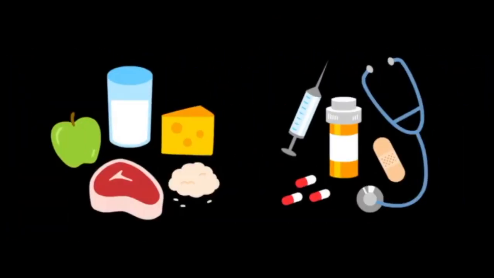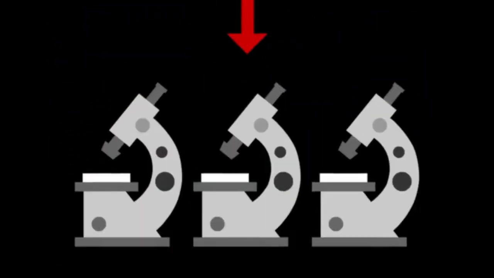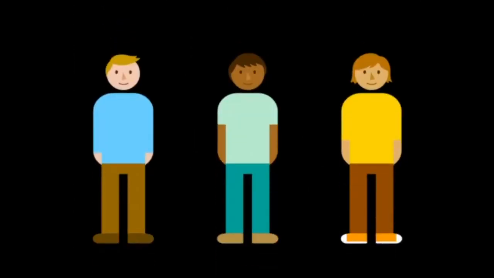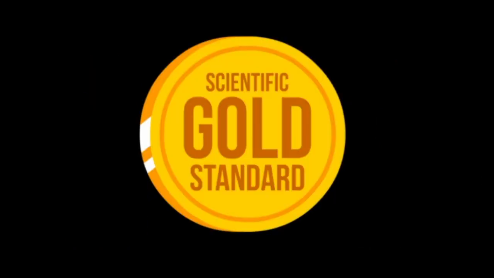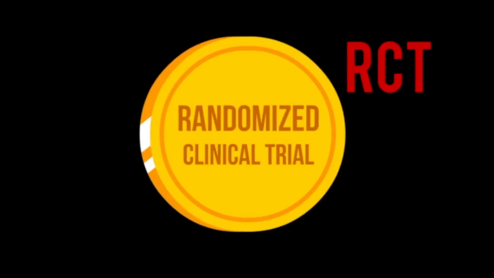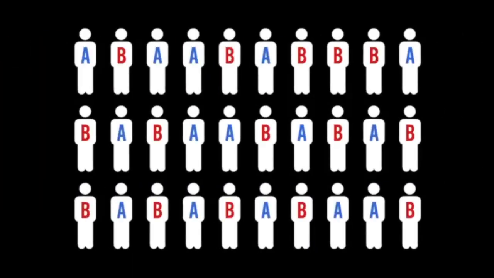When it comes to dietary or medical information, the first thing to remember is that while studies on animals or individual cells can point the way towards further research, the only way to know how something will affect humans is through a study involving human subjects. And when it comes to human studies, the scientific gold standard is the randomized clinical trial, or RCT. The key to RCTs is that the subjects are randomly assigned to their study groups. They are often blinded to make them more rigorous.